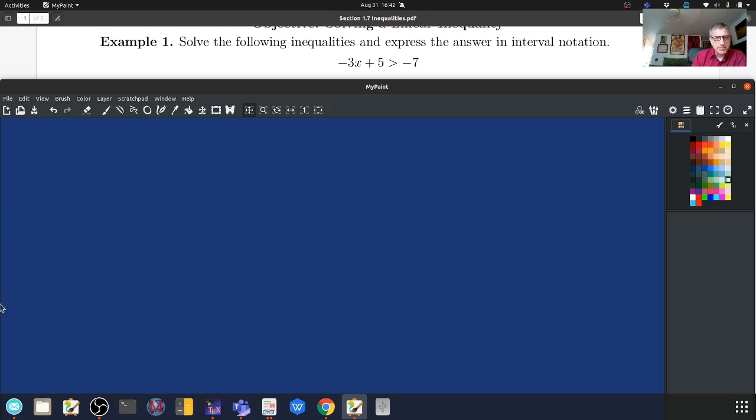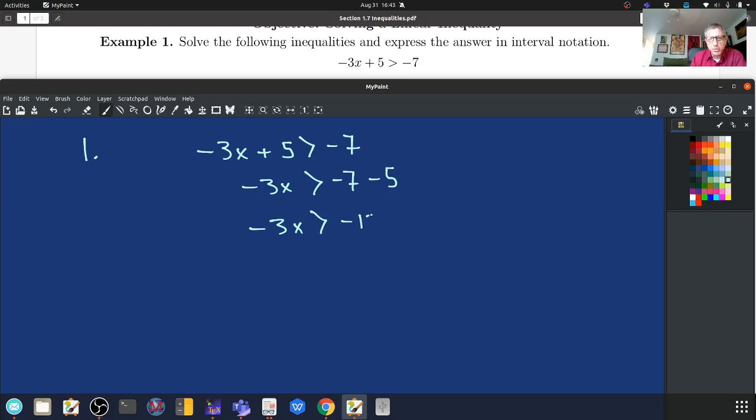So this is example 1. Minus 3x plus 5 is greater than minus 7. Again, I want the variable term on one side. So what I'm going to do is subtract 5 from both sides, or in other words, move 5 to the other side of the inequality. The price you pay is that it changes its sign. So I have minus 3x is greater than minus 12.